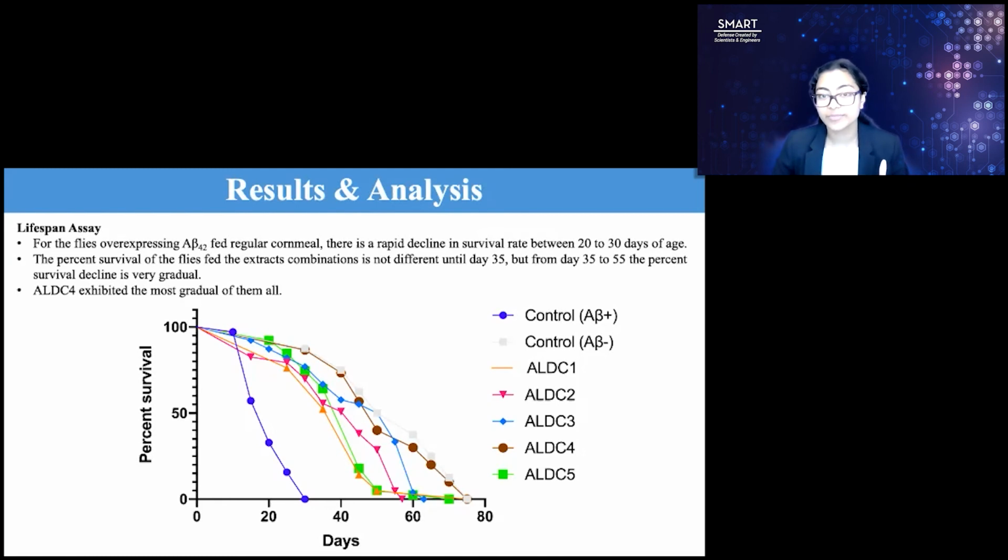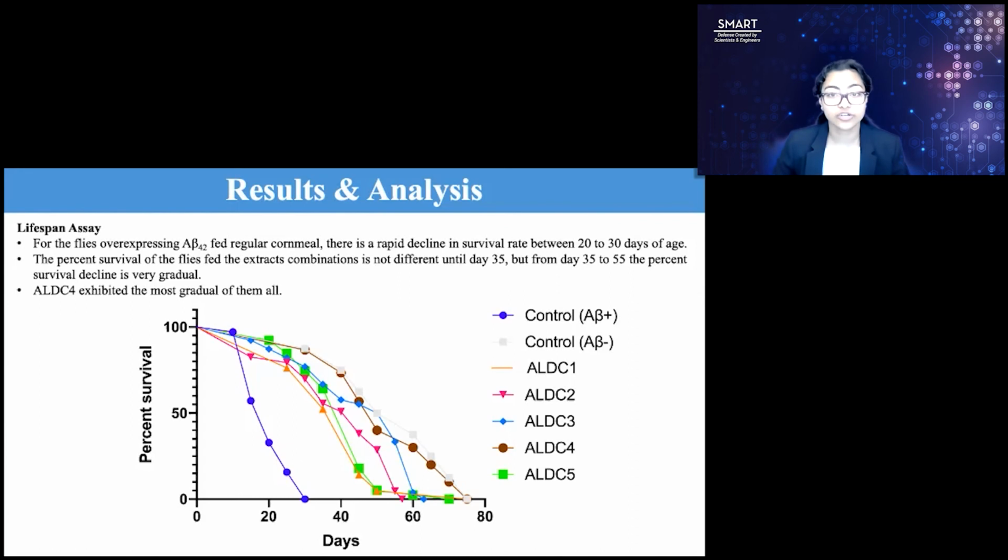In the lifespan assay, the percent survival in the 5 extract combination groups plus the positive and negative control on regular cornmeal were calculated by applying the Kaplan-Meier method, and the difference was analyzed by using the log rank test. As you can see in this graph, the control group that was fed the regular cornmeal showed a sharp percent survival decline after 20 to 30 days, and this is due to the untreated and overwhelming presence of amyloid plaques and tau tangles.